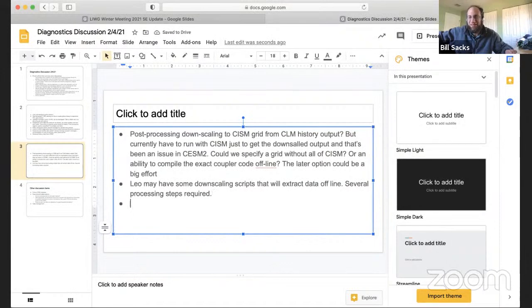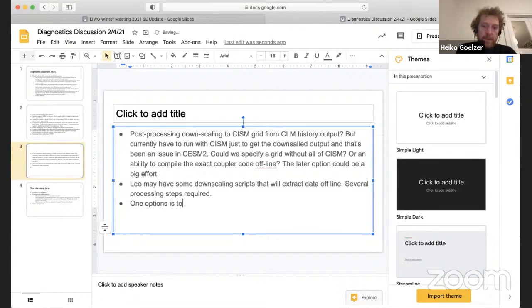Alternatively, you need to do something else offline to downscale those fields. Heiko, am I understanding what you're saying correctly, or am I missing something there? No, I don't know ultimately where the origin of these scripts comes from. I just had it from Leo. But my point was that you don't have to run CESM in order to reproduce SMB, for instance, or the temperature on any topography that you want. You just have to make changes in the CLM and the coupler.